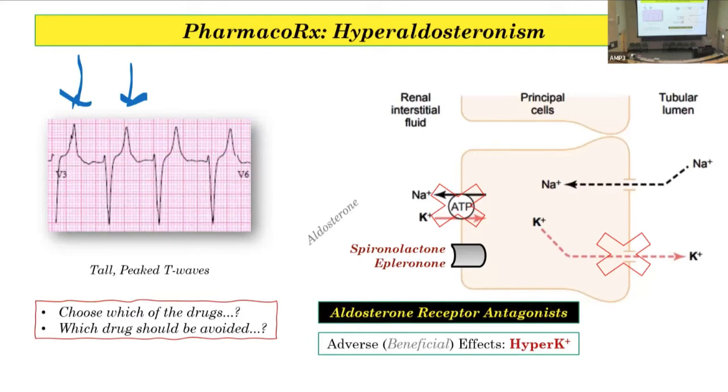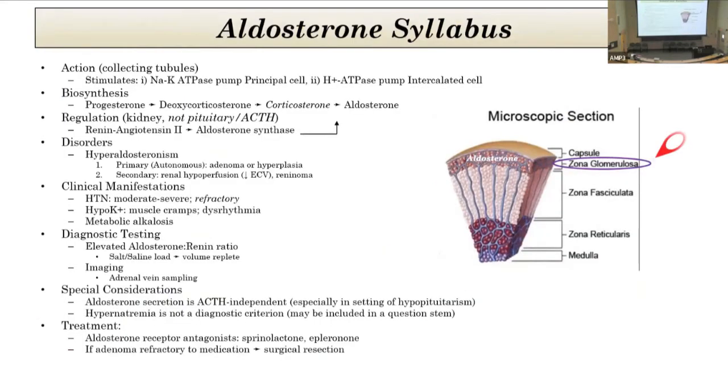And they show you a tracing like that. What drug should be avoided? What drug is he on? What did they do to get here? So this is the language of hyperkalemia. So that's the too-much-aldosterone part of the tour.